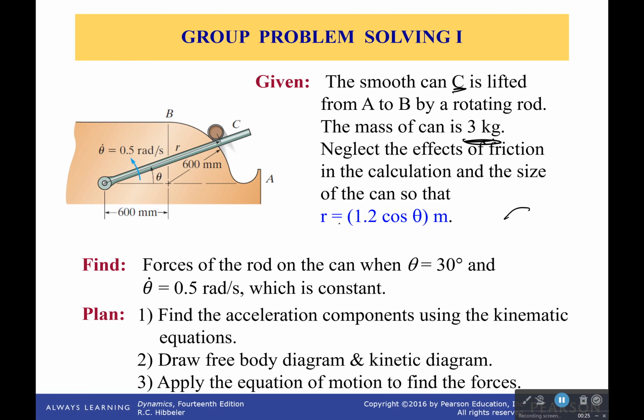So that r, the radial direction to the center of that can, is going to be 1.2 cosine of theta. Now what you want to find is the force of the rod on the can when theta is equal to 30 degrees, and when our angular velocity is 0.5 radians per second, which will be constant.